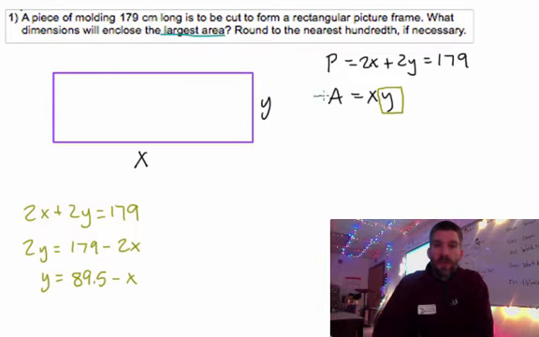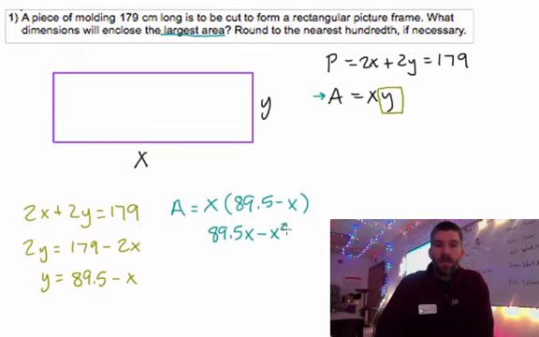So we're going to take the derivative of the area equation. A equals, now watch this, x times y. You could take the derivative from here if you want to. I think it's easier to go one more step and say 89.5x minus x squared. And then take the derivative of the area, A prime or dA/dx. Either way, you're going to end up with 89.5 minus 2x. And we want to set that equal to 0. That will give us our maximum area.